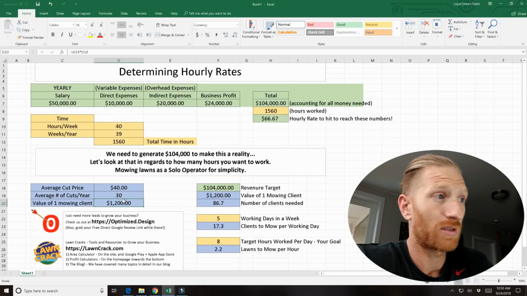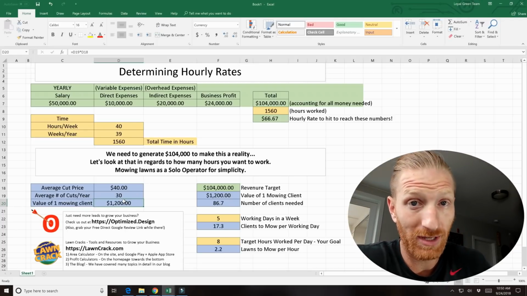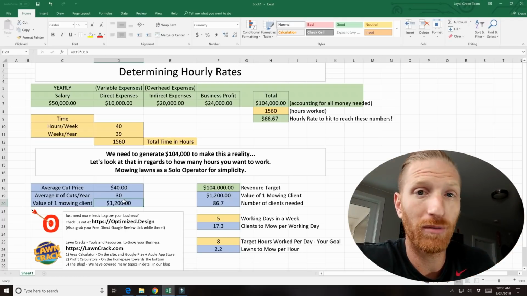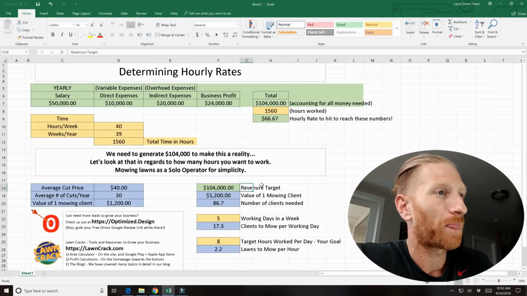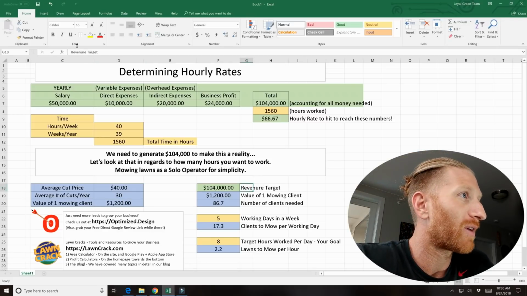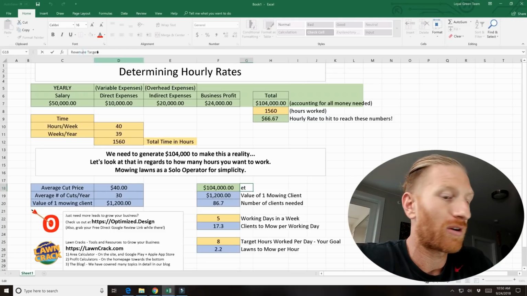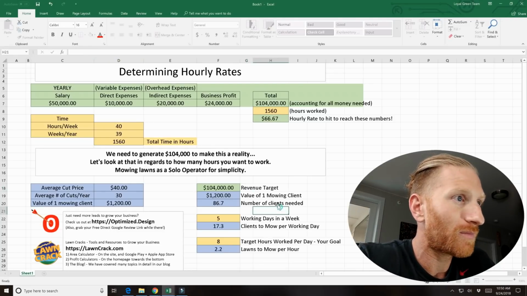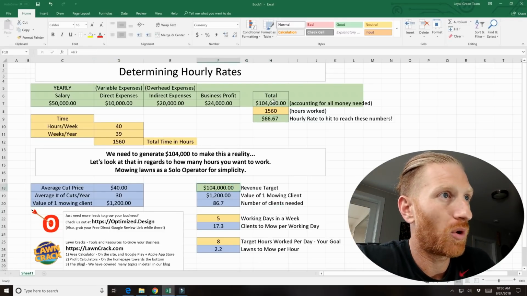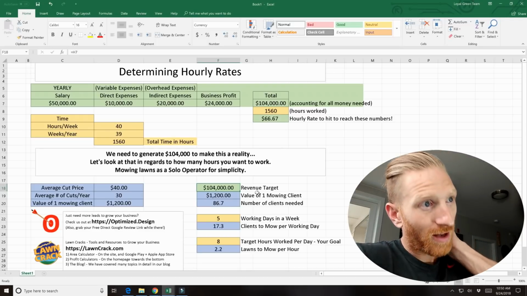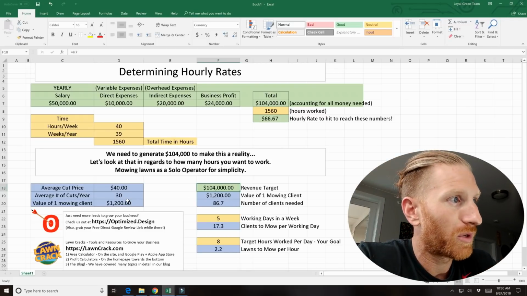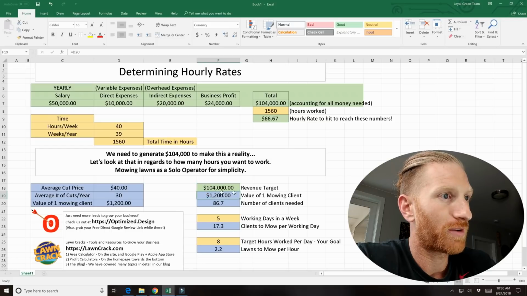So this is pretty accurate to my business. I try to keep all my numbers on my spreadsheets grounded in reality. So we've got our target revenue right here again. Our target revenue is $104,000. It's just pulling from right here. The value of one mowing client, we determined that right here, $1,200.